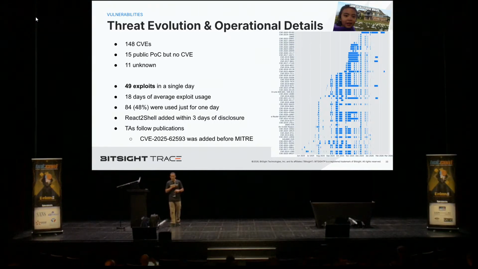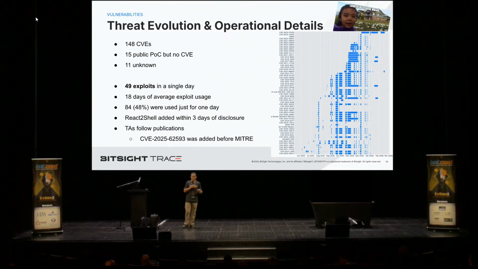When we look at those vulnerabilities, 148 have a published CVE, 15 have a public POC but no CVE, and 11 have neither a CVE nor a public POC that I could find. So I don't know if there could be a 0-day or not, but I did not find what they were targeting with those exploits. You can see the timeline of how we observed things on the right side.